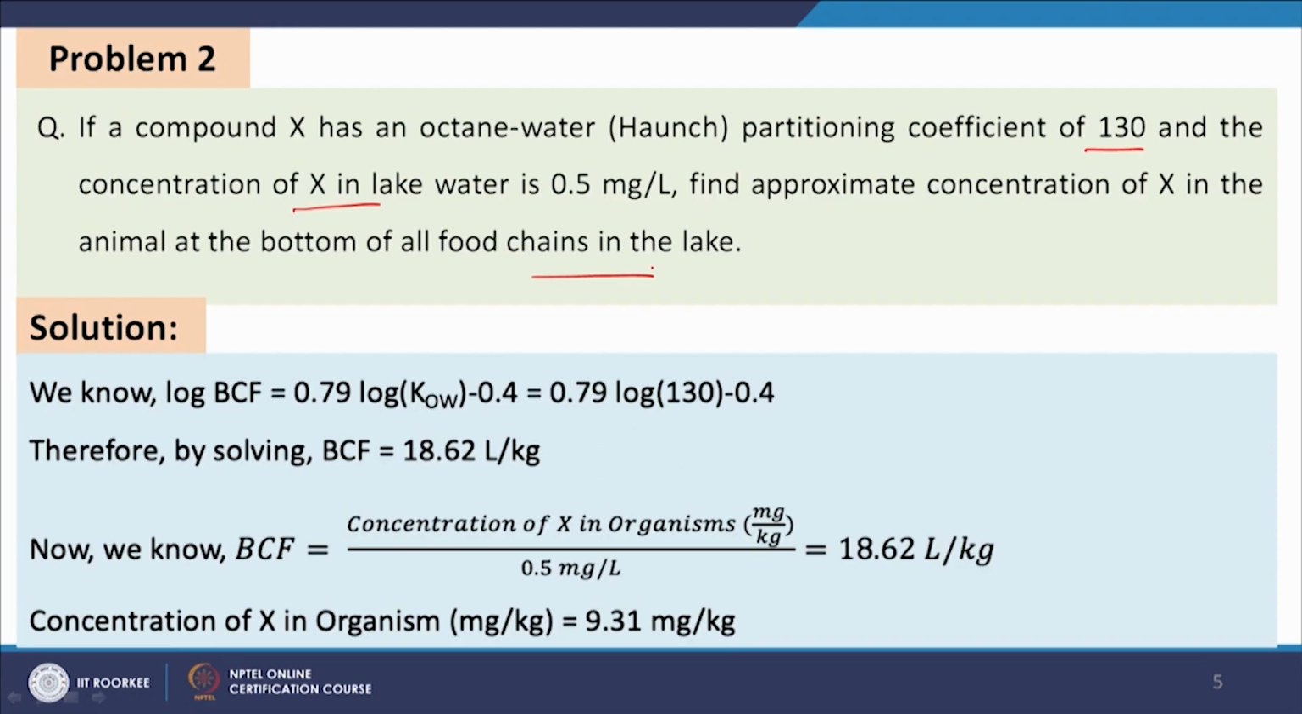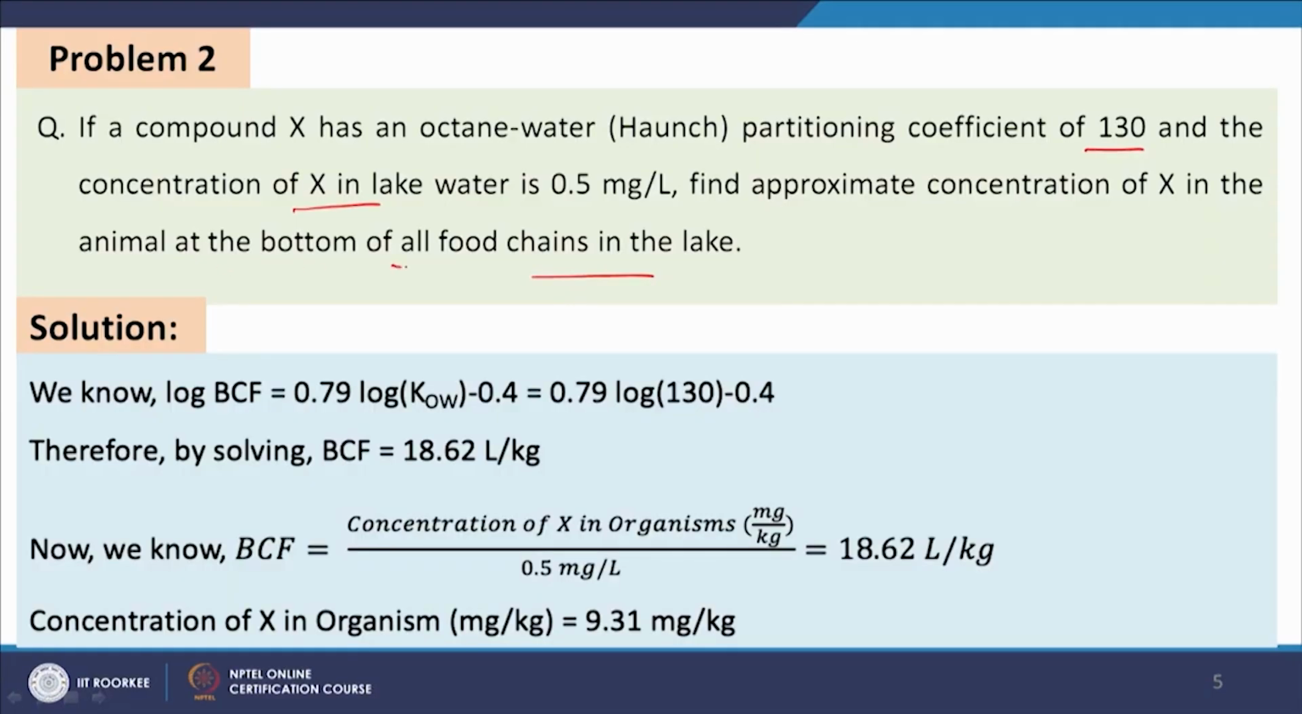That means, in this case, in the aquatic environment, the pollutant is present in the water. So, the pollutant will be in equilibrium with the zooplanktons and phytoplanktons. Phytoplanktons will be taken up by the living organism. So, we have to find out the X in the animal at the bottom of all food chains. If we know the bioconcentration factor, then we can calculate it.